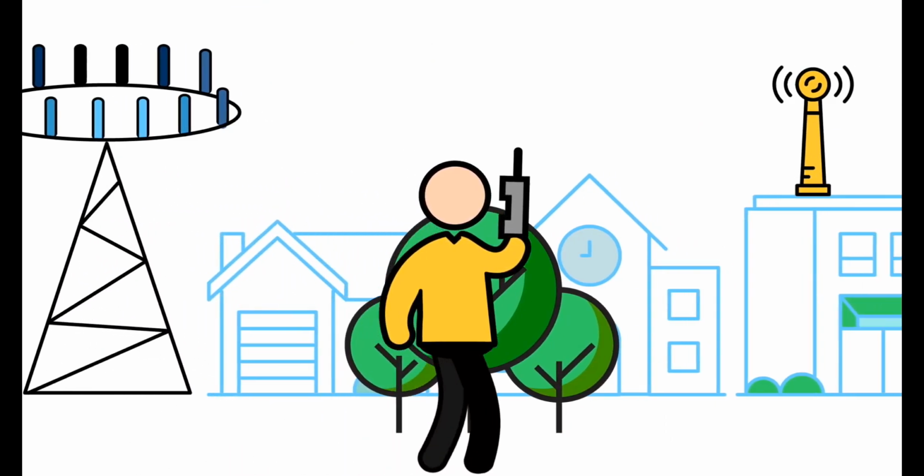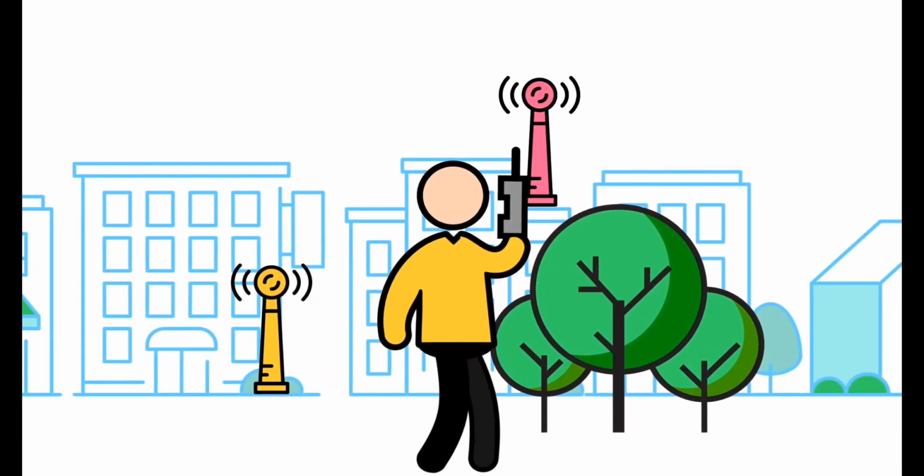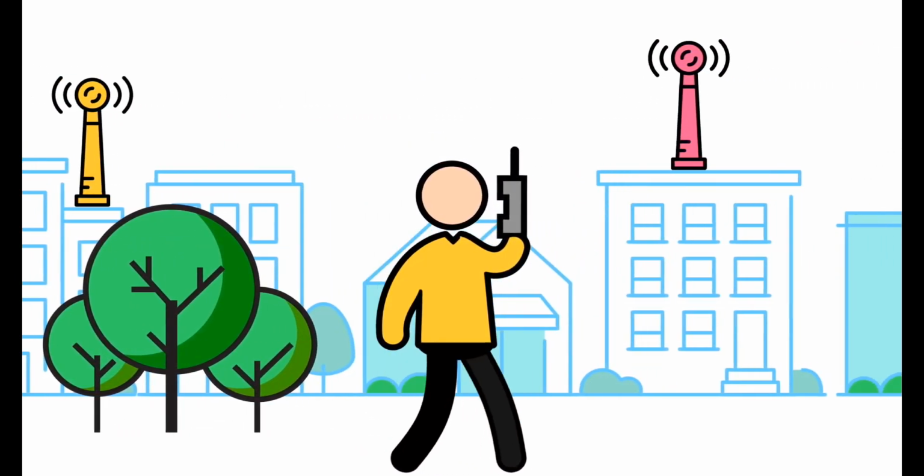These small cells act as a communications bridge to our devices, and city planners must decide carefully where to place these structures and how high they need to be for optimal coverage.